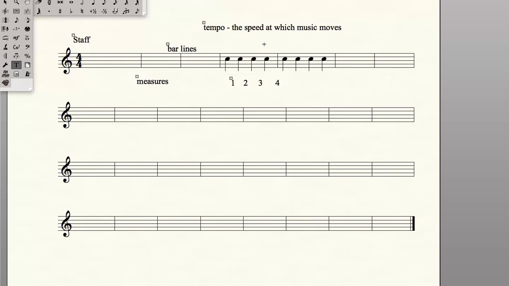All right? The next video, we're going to talk about these little guys at the beginning of the staff and some other features on how music is put together. If you have any questions, just send me an email or a text, all right?